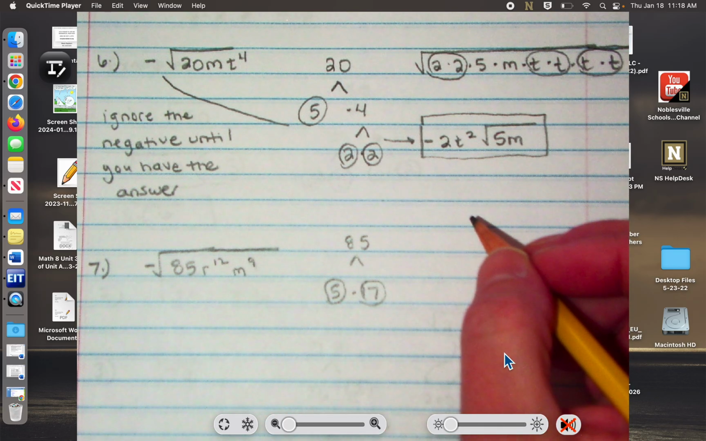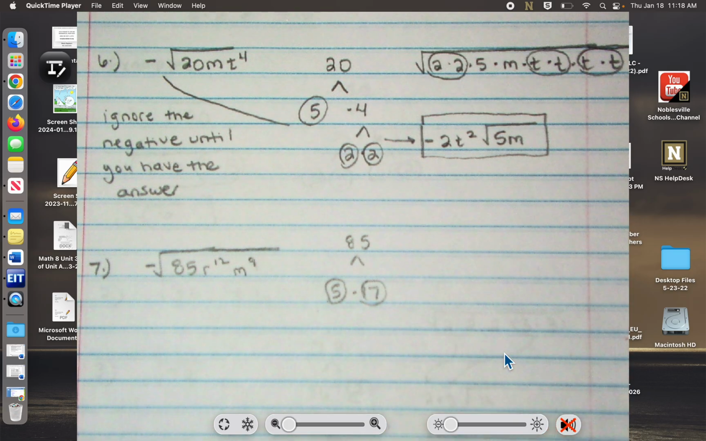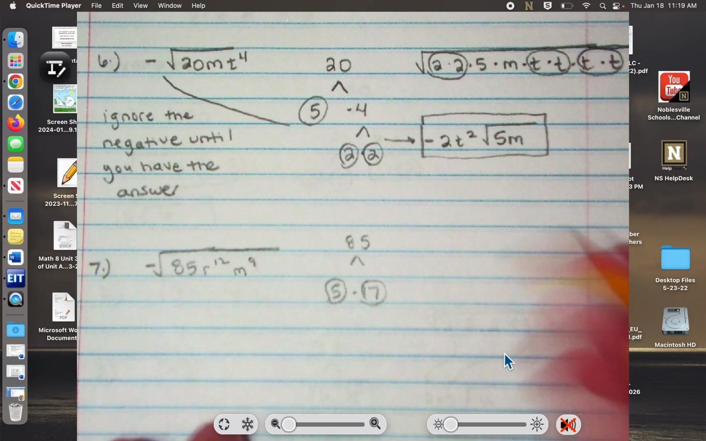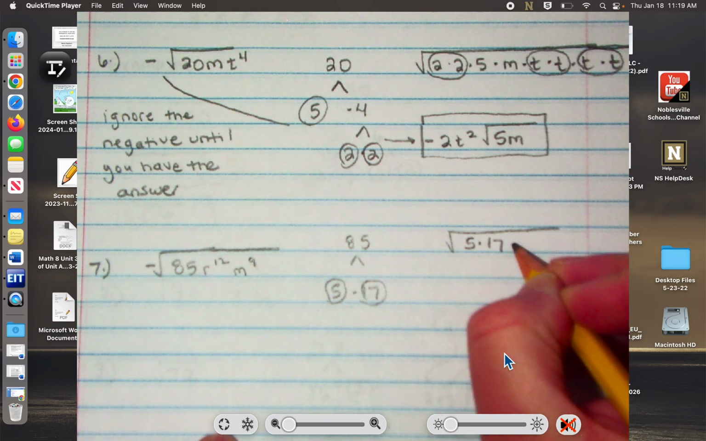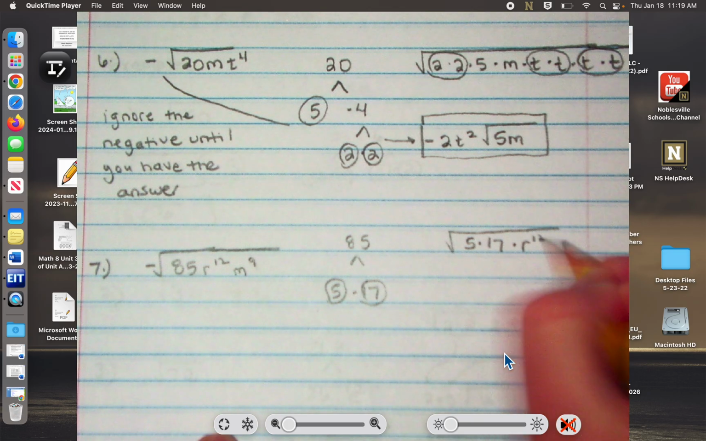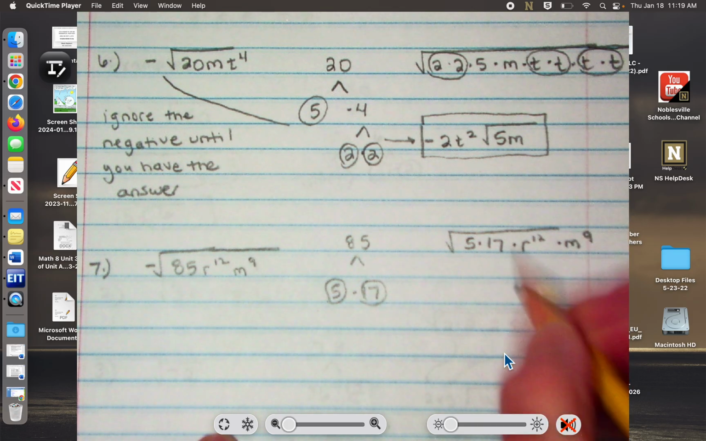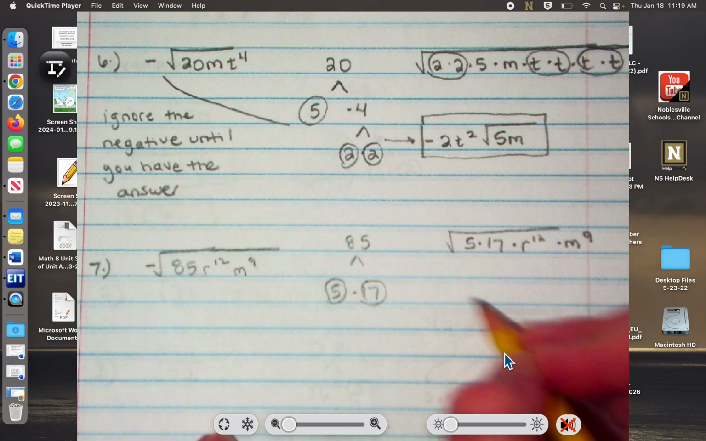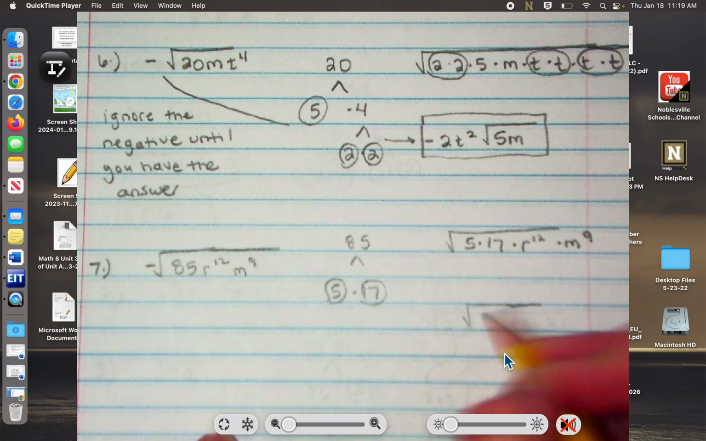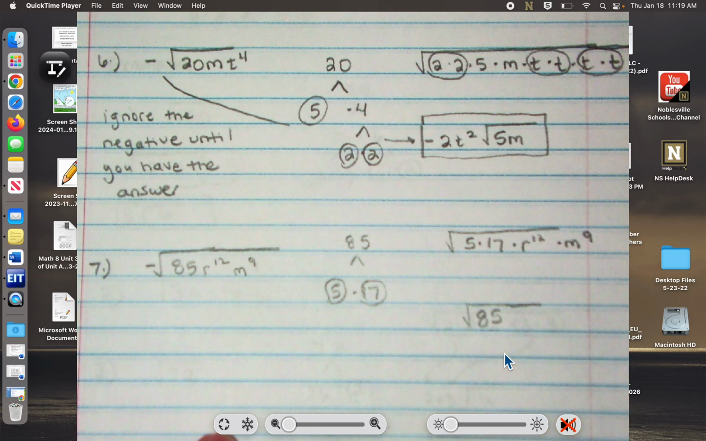Perfect. So I'm not going to take the time to write out all of those r's because I know that 12 is divisible by 2. So I'm just going to show that I have 5 times 17 times r to the 12th times m to the 9th. So can I take out the 5 or the 17? No. Nope. So those are going to stay under there. So I'm still going to have this beautiful 85 here.